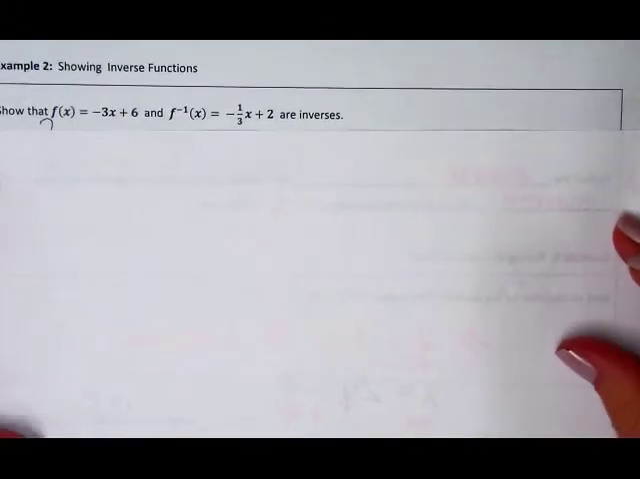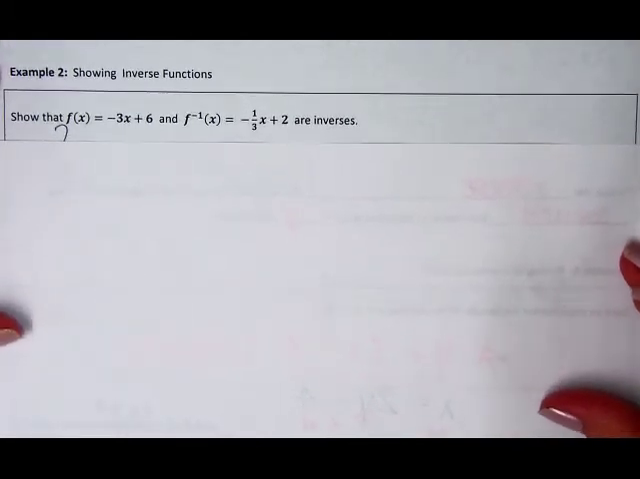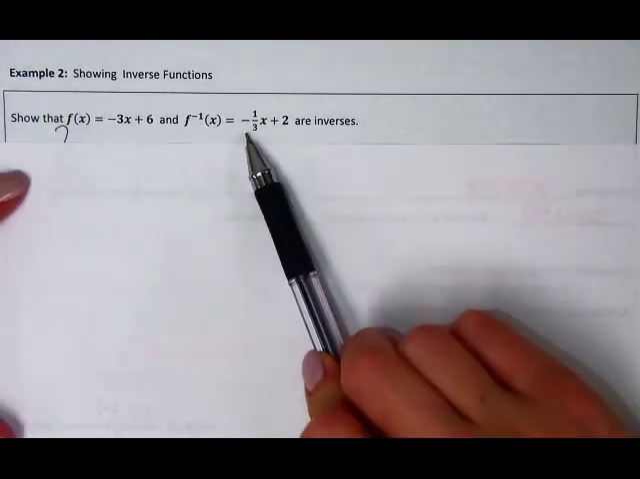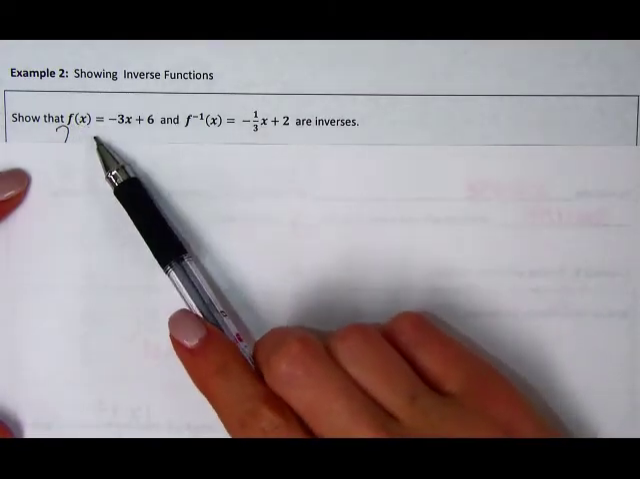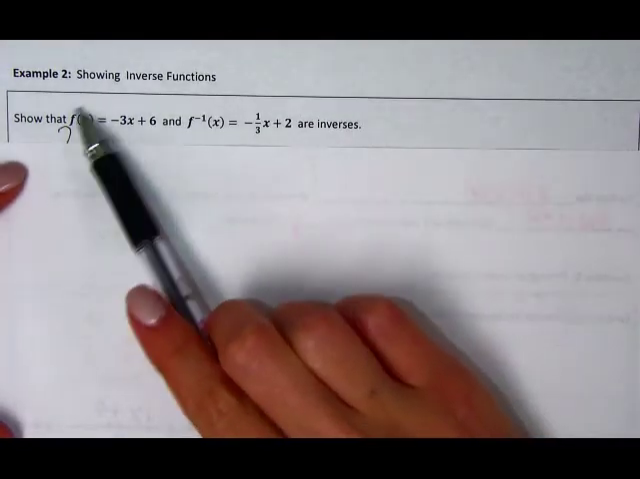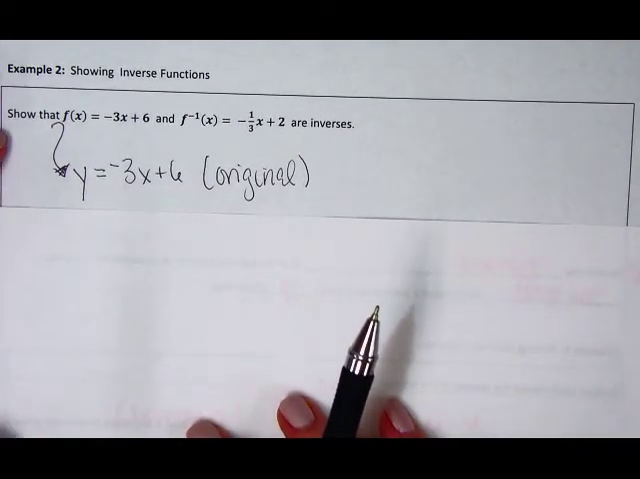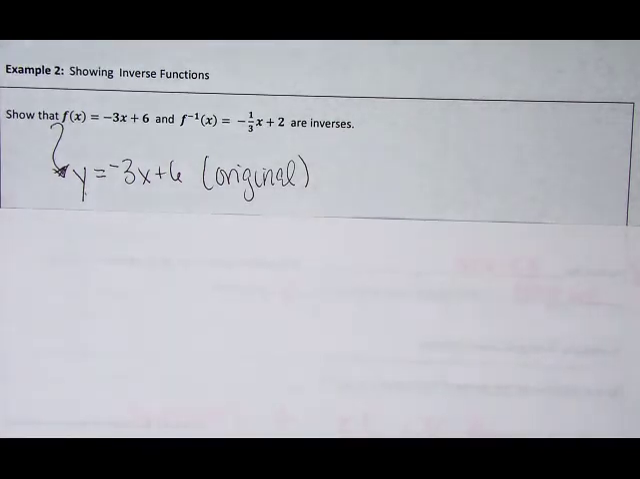In example 2, you're given an original function and you're told what its inverse is. They want you to show that these two are in fact inverses of each other. So we can't just take it for what they say. We actually have to prove that this f inverse is in fact the inverse function of our original. First I want to replace f of x with y, so I rewrite my original, taking f of x out and plugging in my y variable, just because it's easier to solve for y if I have a y.